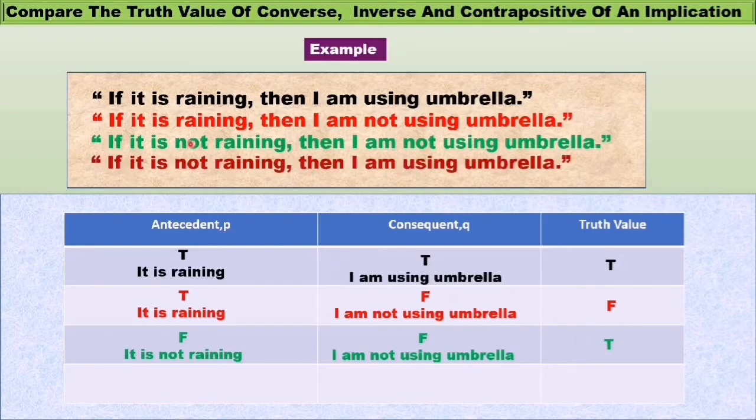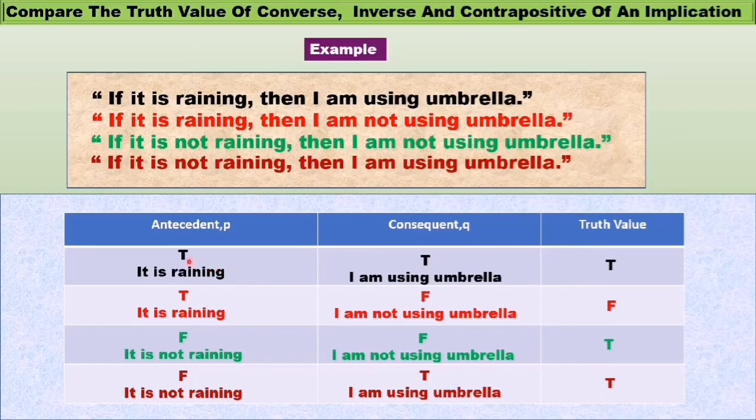Okay, next example. If it is not raining, then I'm using umbrella. Not raining, false. I'm using umbrella, true. I only promise if it is raining, then I'm using umbrella. So it is not raining, doesn't matter I want to use umbrella or not. The truth value is true.